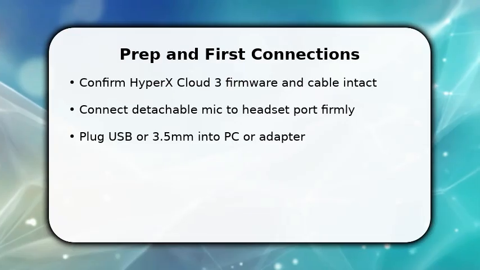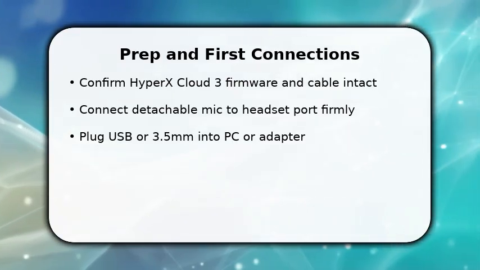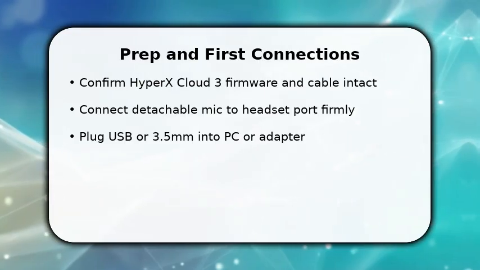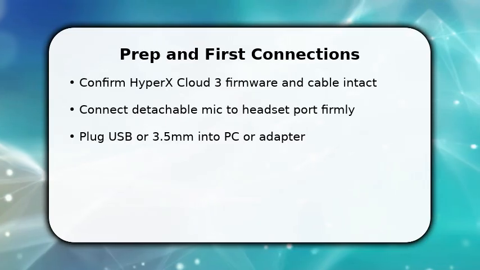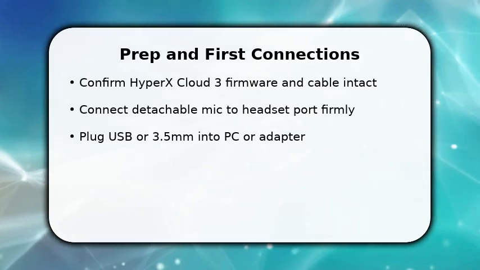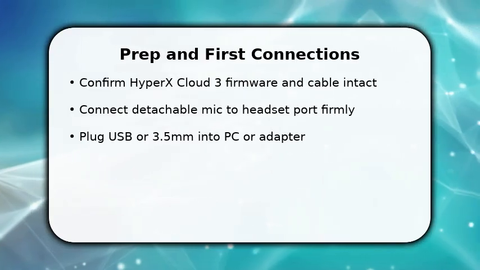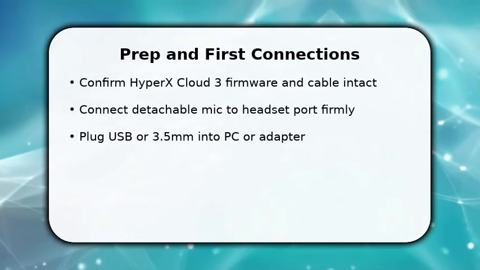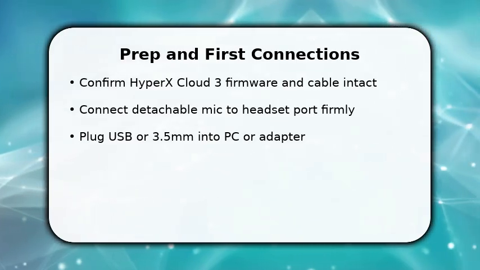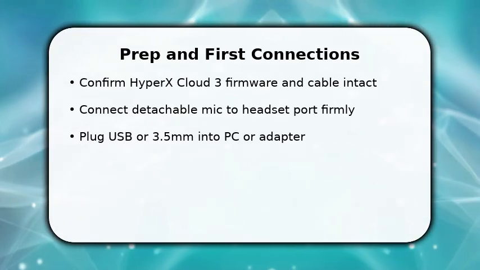You start by confirming the headset and mic are intact and the firmware is recent if applicable. This prevents connection quirks. First, attach the detachable boom mic until it clicks, because a loose connection muffles audio. Next, plug the headset into the PC using USB or the 3.5 jack depending on your model, and make sure any inline volume or mute switches are set to on. Once done, open your OS sound settings to continue the setup.